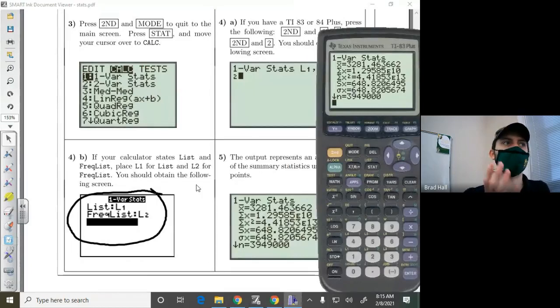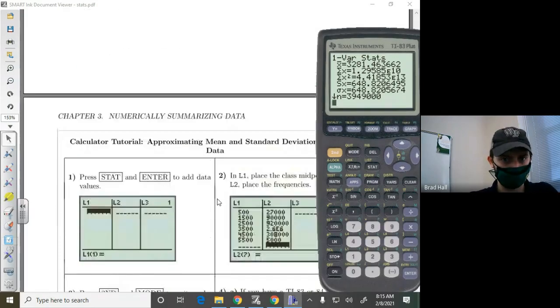In particular, what we care about, so what are we looking for again? It's the approximated mean and standard deviation.